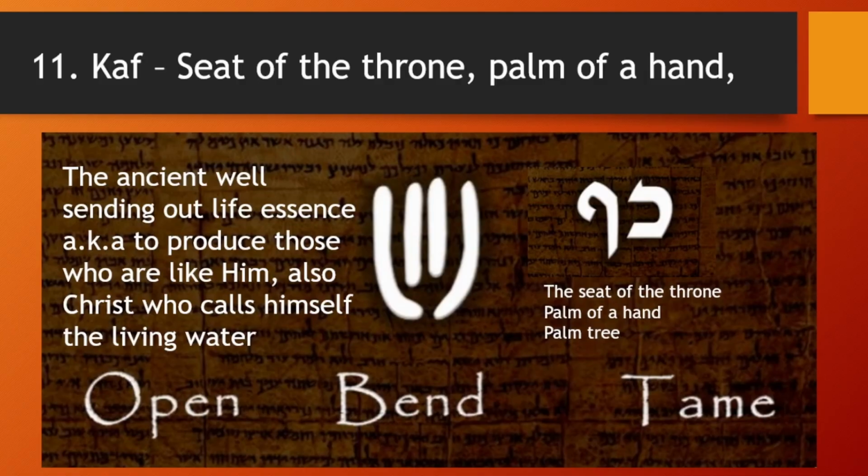So if you look at the word for Kaf, it means the ancient well is sending out life essence. So the seat of a throne's purpose is to reproduce those who are like him. If you're a king, you want everybody to think the way you think.